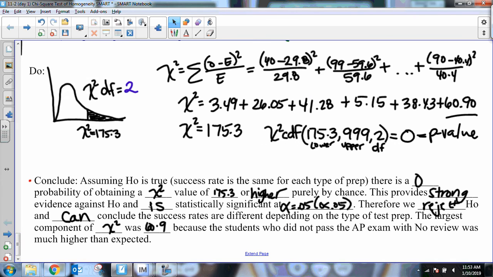So what I'm basically saying in this conclusion is the type of test prep makes a difference. So you could kind of look up here and see what's the smallest one, and actually this one seems to be the smallest one. So it kind of gives you a better idea of, well, maybe not necessarily the smallest one, but these values can kind of tell you where your test prep is probably going to be best at.